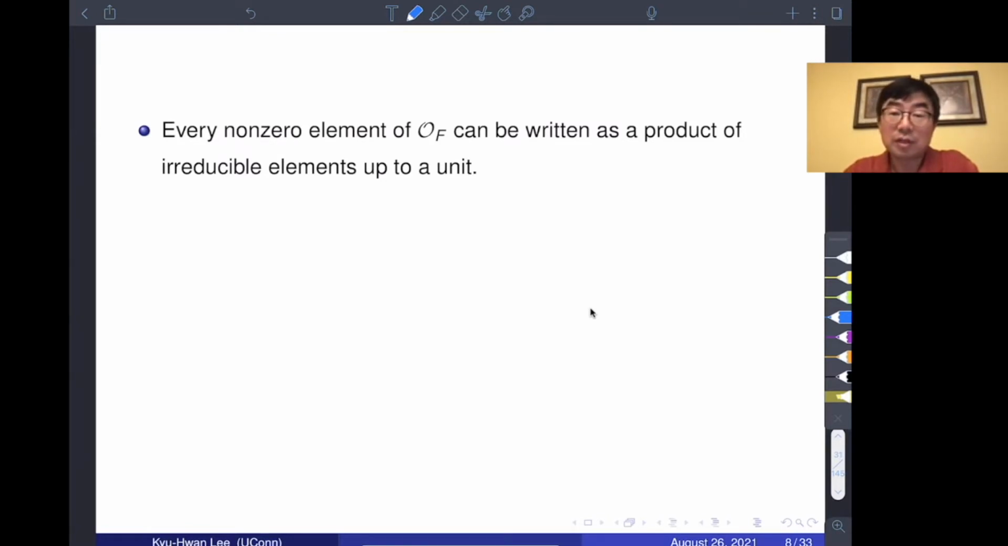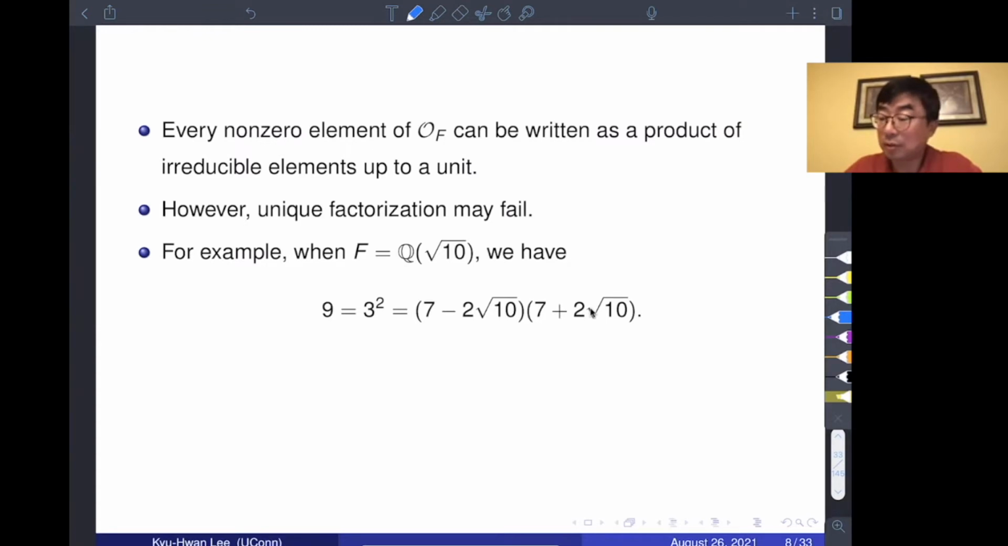And every non-zero element of OF can be written as a product of irreducible elements and a unit because we can decompose as much as we can, and then we have to stop. But unique factorization may fail. For example, in this field, Q adjoin square root of 10, we have two different factorizations of the number 9. So the natural question is, when does it happen?